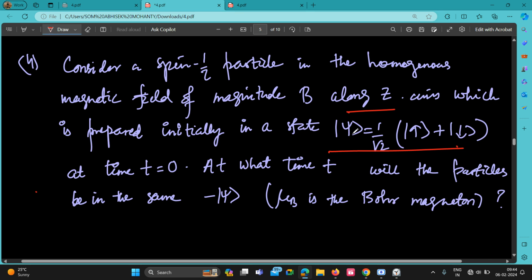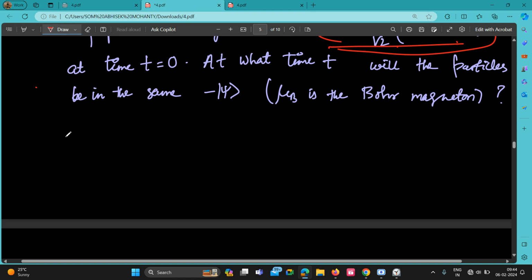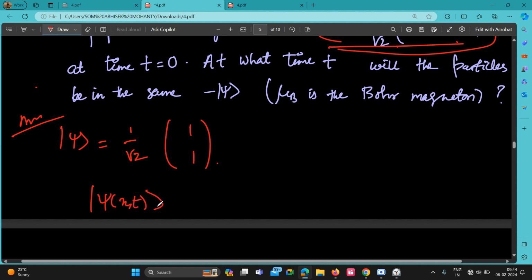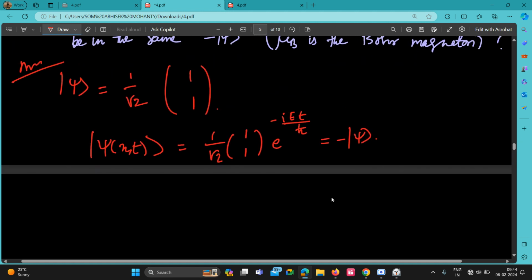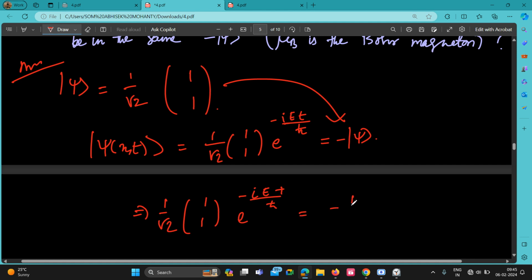So this state I have to write as 1 by root 2 times 1 1. At what time t will the particle be in the state minus psi? So psi of t is 1 by root 2 1 1 e to the power minus i E t by h cut. You know it, right? It's saying it should be minus psi, so e to the power minus i E t by h cut times 1 by root 2 1 1 equals minus 1 by root 2 1 1.